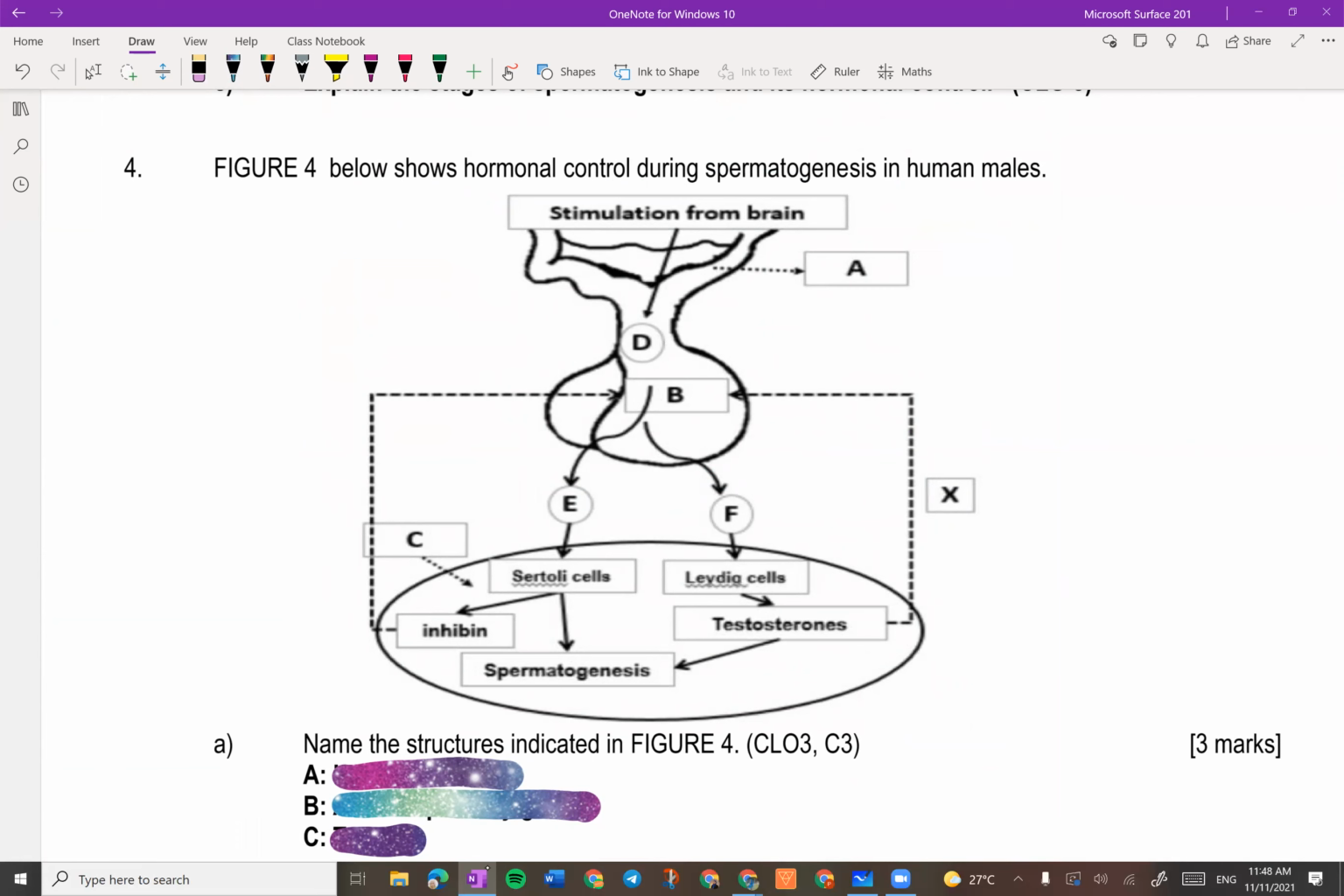Okay, so this is in the brain. It is the anterior pituitary and the posterior pituitary. It's a gland, what we are looking at now. So name the structure indicated in figure 4. This is figure 4, I guess. And it asks for A. So what do you think A is?